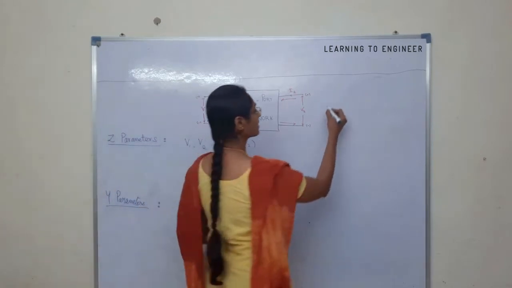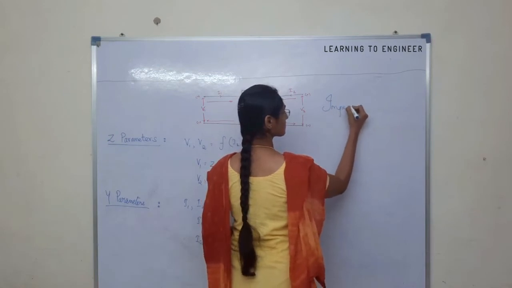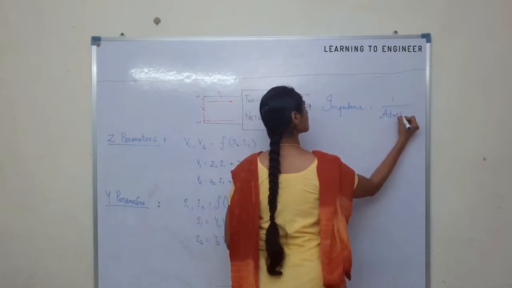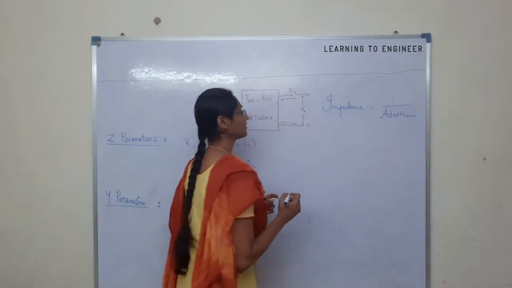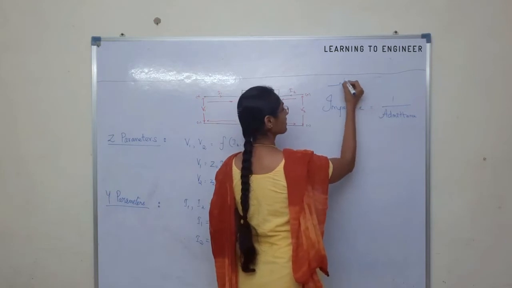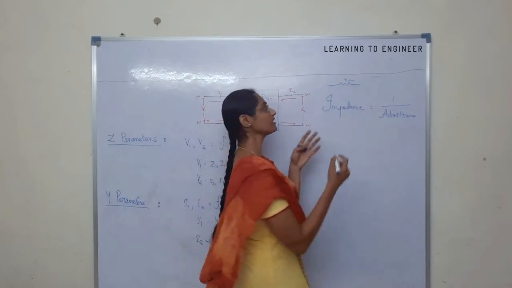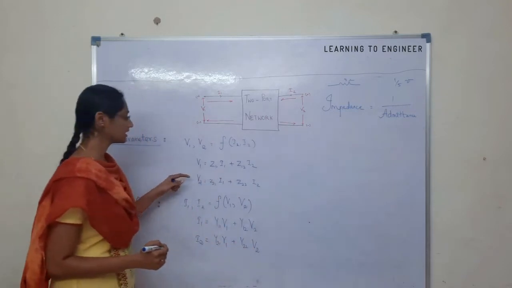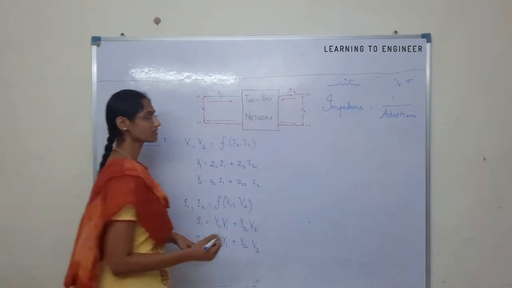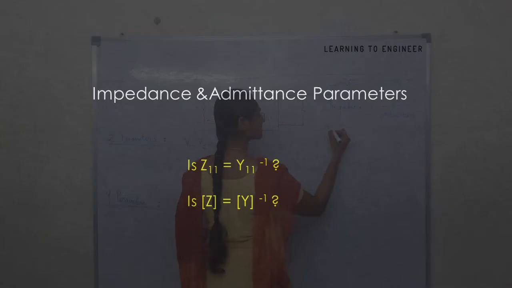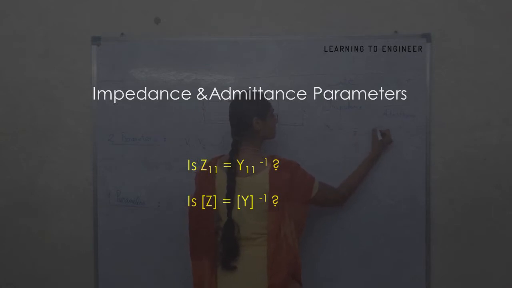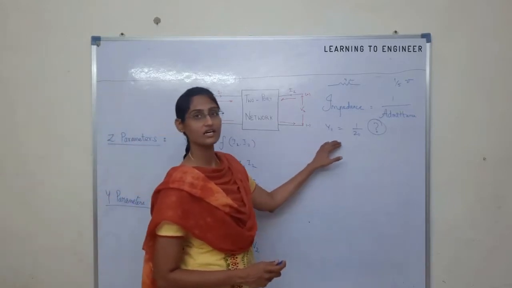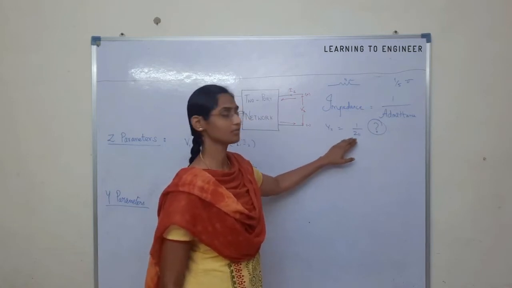We all know one thing, impedance is the inverse of admittance, correct? If I have a resistor of, let us say, 5 ohm, the conductance or the admittance is 1 by 5 and the unit is Siemens. So when I say that, can I say that Y11 is the inverse of Z11? Can I say that? Just keep this question aside and keep thinking on it. By the end of the video, you will be able to answer this.